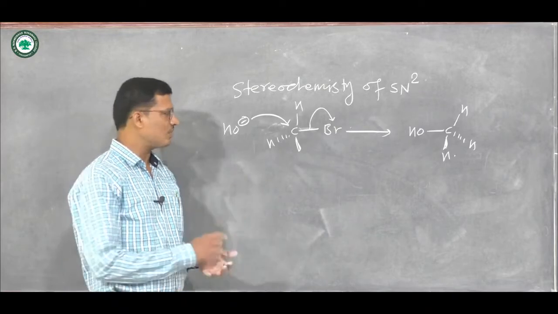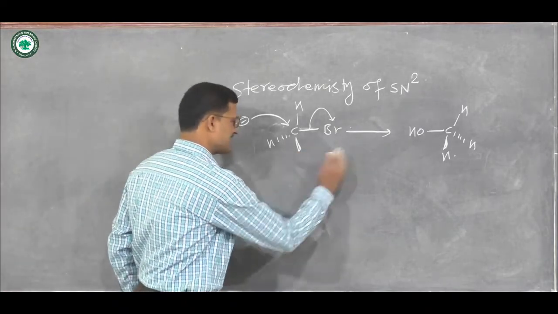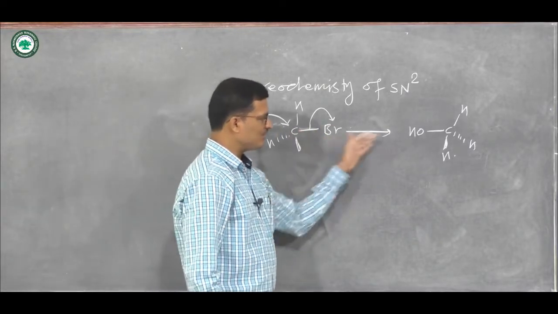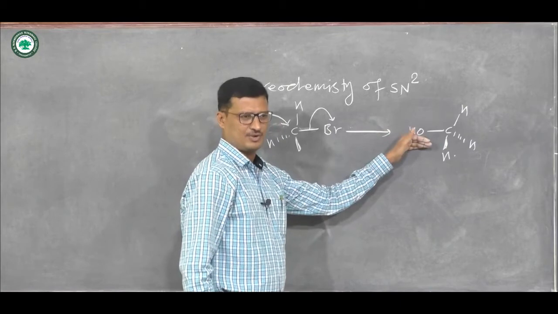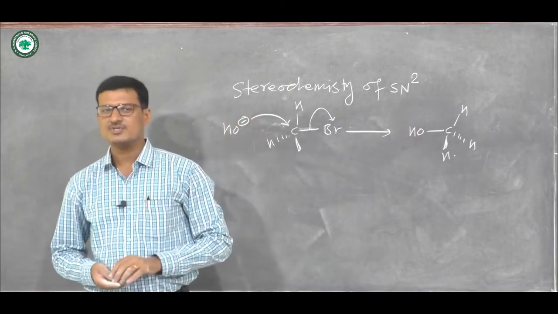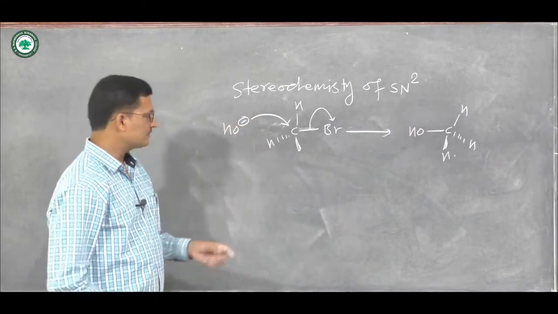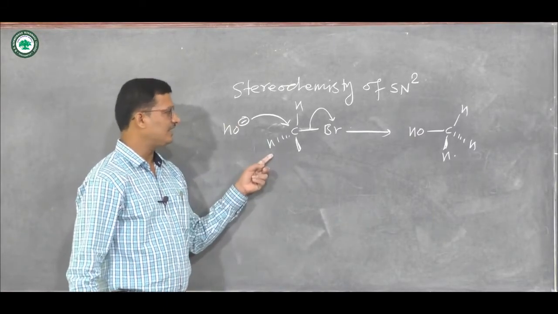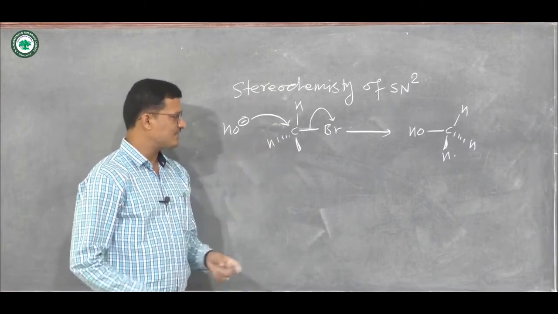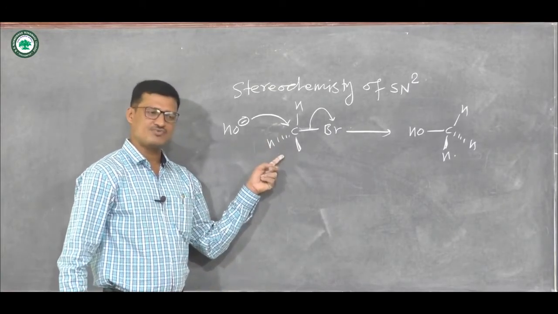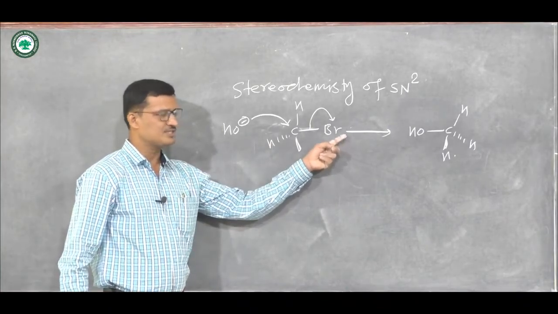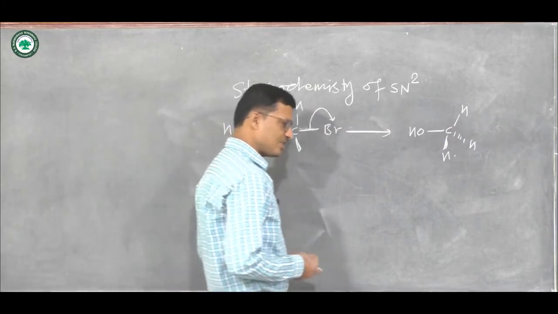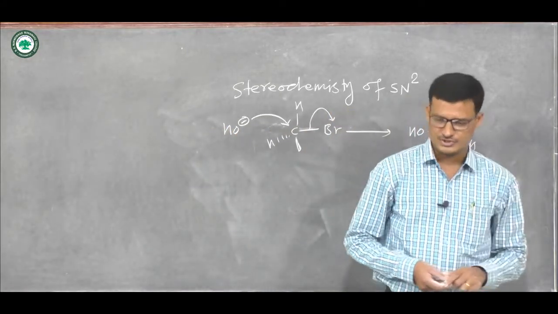So what does inversion mean? The leaving group leaves from the right side, and when we see the product, the nucleophile is attached from the opposite side of the leaving group. So ultimately there is an inversion of configuration. When we take a chiral carbon, a substrate having a chiral center, and see the stereochemistry, suppose your reactant has the R configuration, then after an SN2 reaction your product will have the S configuration. This means in an SN2 reaction there is an inversion of configuration.